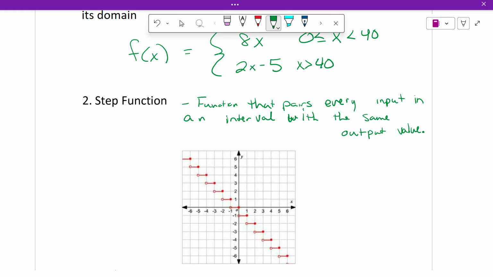Okay? So between -1 and 0, the value is 0. Between 0 and 1, the value is -1. Between 1 and 2, the value is -2. Between 2 and 3, the value is -3, and so on. And this is what happens in real life because you're charged this amount if you're between this and this, another amount if you're between this and this, and so on. So there are some real life examples to it. All right, so we got that.